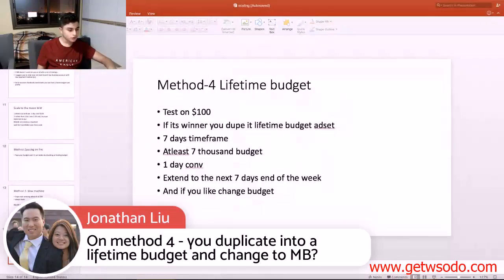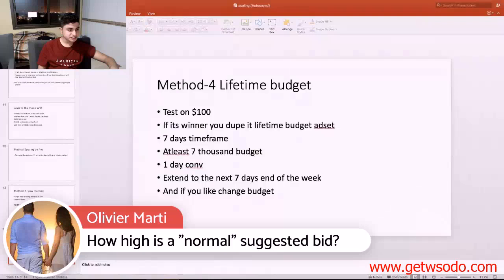For method 4, do you duplicate a lifetime budget and change to manual bidding? No, it's auto bidding, 100% auto bidding. How high is the normal suggested bid? It's always different. Honestly, sometimes you have a 90 bid and it works so good. Sometimes you have a $10 bid and it works so good. Sometimes you have 20, sometimes you have 30, depending on the product, on the season, on the audience. It's always different.